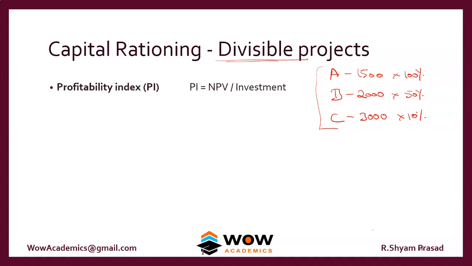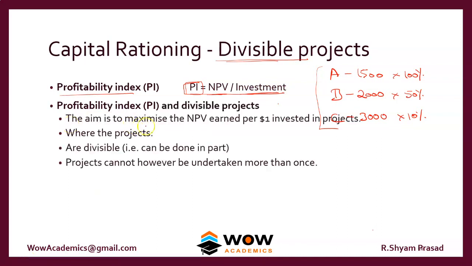So we look at the steps to solve a divisible project's capital rationing problem. The first step is the profitability index. Profitability index takes the NPV as the numerator and the amount of investment as the denominator. The aim is to maximize the NPV earned per rupee invested in projects where the projects are divisible in nature, that is, they can be taken in part. Projects cannot, however, be undertaken more than once. So you should not take A two times. Two times of A is not available, or three times of B cannot be available.